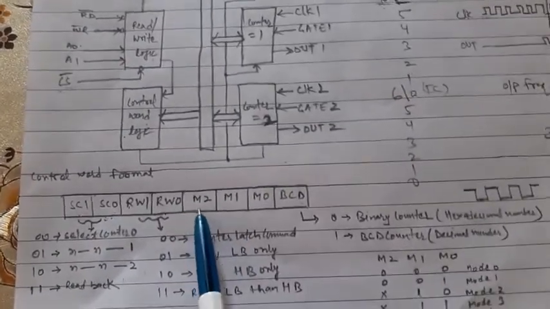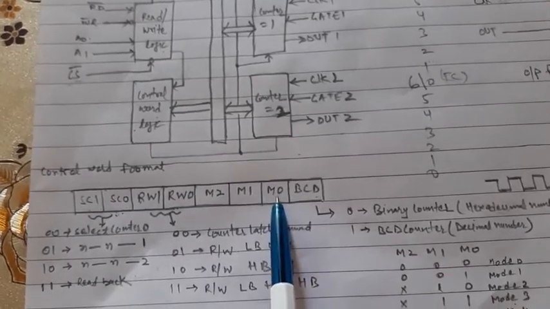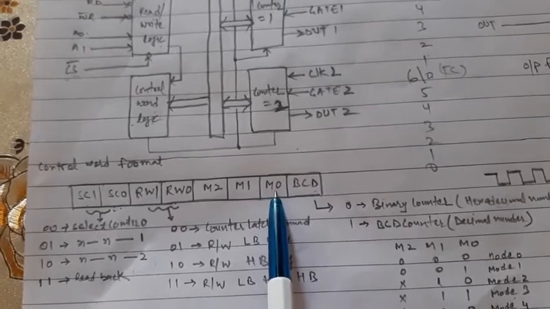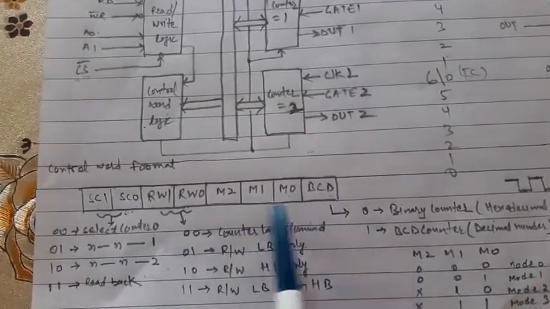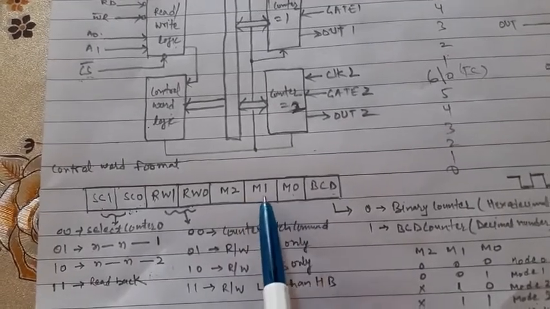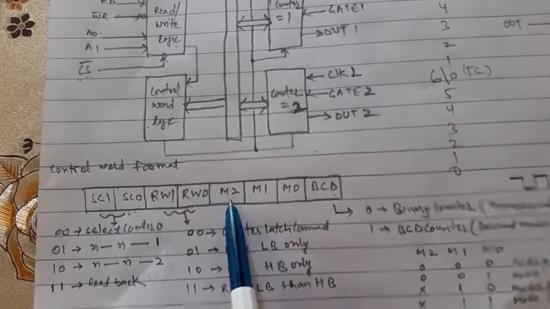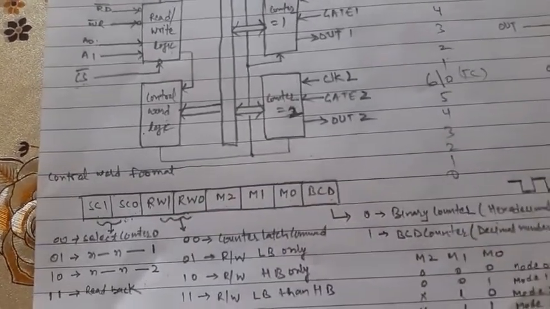Now see, these are the mode bits, to select one of the modes. There are 6 modes in 8254. I will take a separate lecture for those modes. So there are 6 modes, and I have put 3 bits, M2, M1 and M0, for selecting one mode out of those 6 modes. You know, to select one out of 6 we require 3 bits.